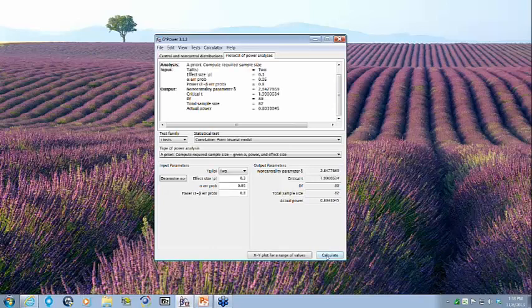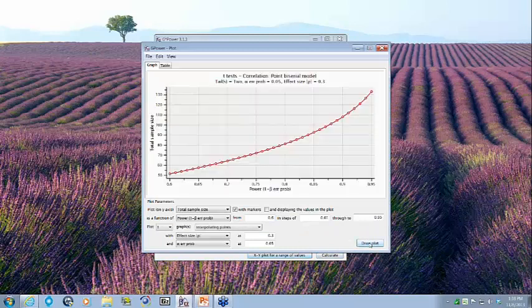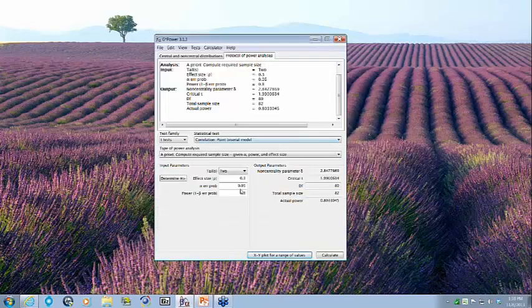Calculate. See, it's easy once you do it a while. There's our total sample size. There's our power. And draw our plot. There we go. That's very nice. Now, say we wanted to see a large effect. Hardly need a sample at all there, right?